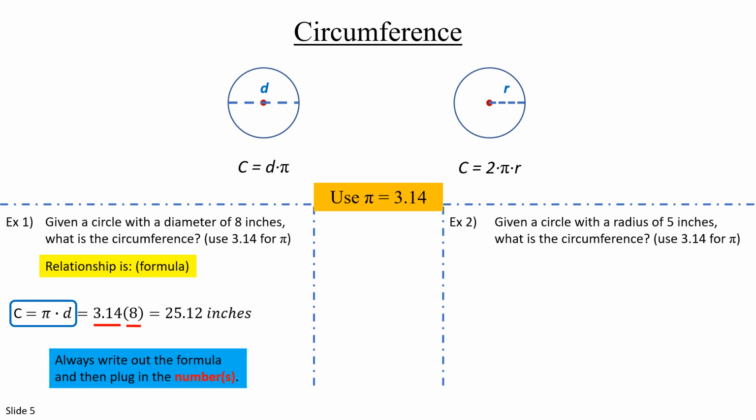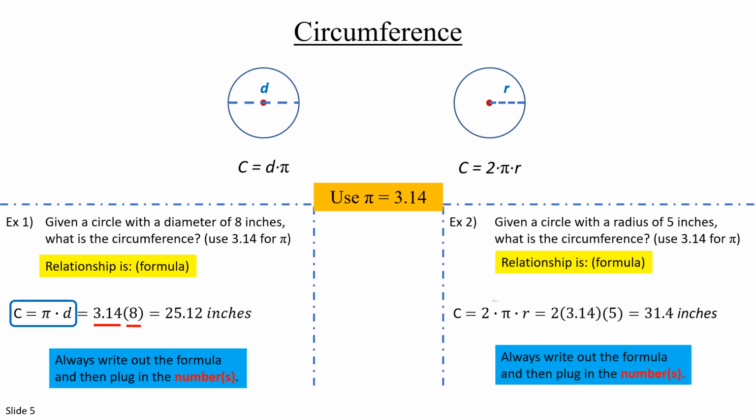Example 2. Given a circle with a radius of 5 inches, what is the circumference? Use 3.14 for pi. Well, the relationship or formula, 2 times pi times r. And then we plug in the numbers, 3.14 for pi and 5 for r. And then we do the multiplication.